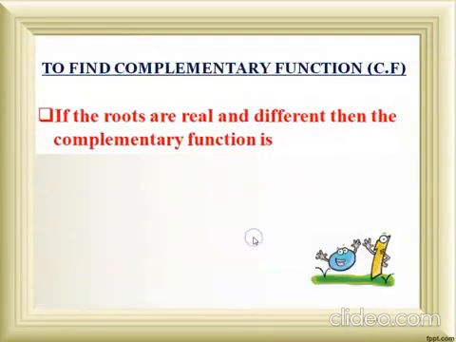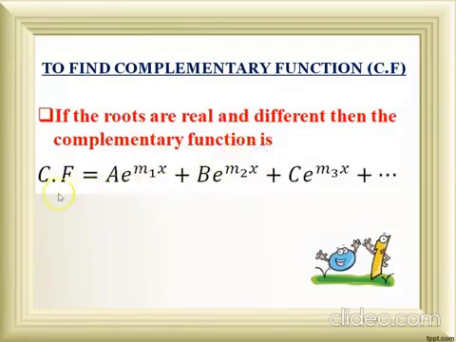So next, the formulas for finding the complementary function. The very first case is when the roots are real and different. Then the complementary function is equal to a into e^(m1 x) plus b into e^(m2 x) plus c into e^(m3 x). We have to remember the formula.